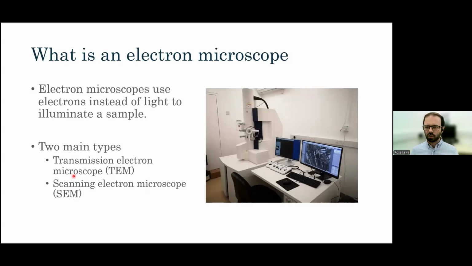Now, the other core topic I want to talk about is electron microscopy. So what is an electron microscope? Well, electron microscopes use electrons instead of light to illuminate a sample. There's two main types: a transmission electron microscope, which images through thin sections of tissue, and a scanning electron microscope, which images the surface, or in this case, the cut block face of the sample. The image on the right is just in a transmission electron microscope.